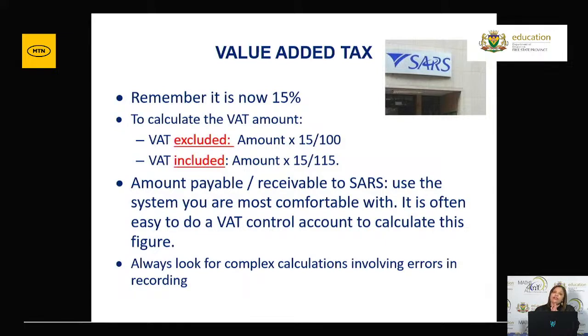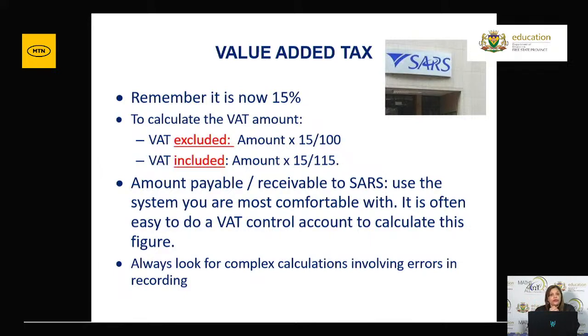Remember with your VAT control account, your VAT input is on your left hand side, and the VAT output is on the right hand side if you look at your paper in front of you. VAT input is on the debit side, because VAT input is an asset and we claim that back from SARS. VAT output is a liability and we have to pay that amount over to SARS.